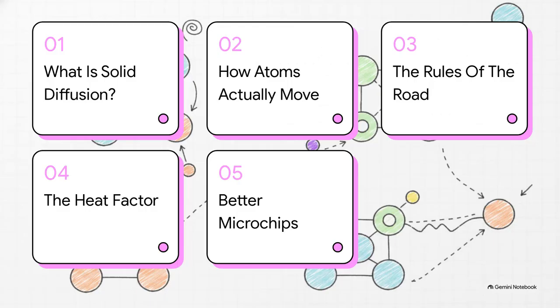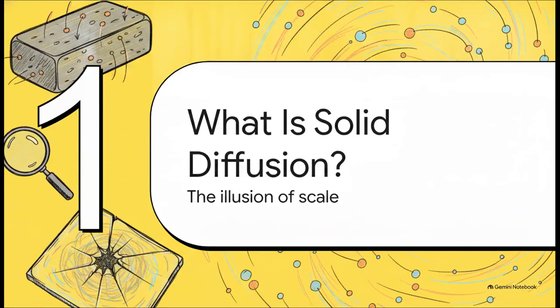To answer that, here's our roadmap for today. 1. What is solid diffusion? 2. How atoms actually move. 3. The rules of the road. 4. The heat factor. And 5. Building better microchips. Stick with me through the atomic theory early on because we're going to see a massive technological payoff at the end. So, let's jump straight into Section 1.